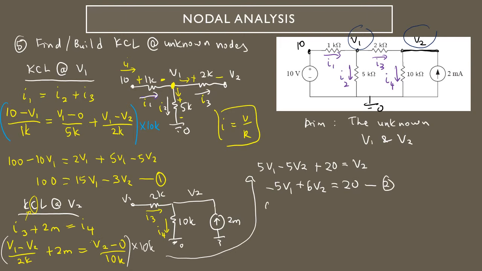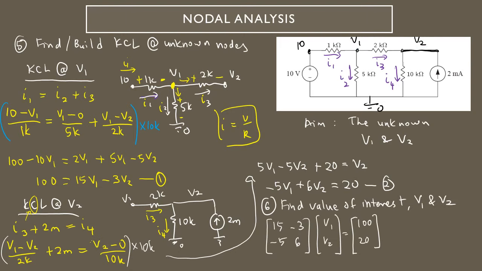And step number 6 is to find the value of interest. You can find it using matrices from your calculator or the quadratic form, and then you will get your values of interest, which are V1 and V2. The answer is in your slide.